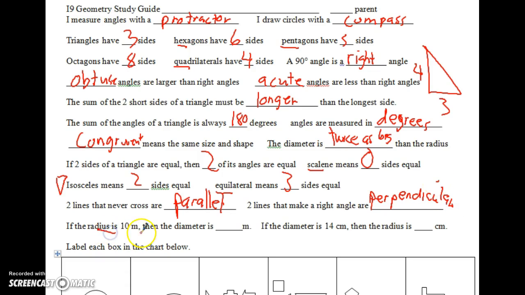Radius is 10. Diameter, remember radius goes halfway across the circle. Diameter goes all the way across, so that would make it 20. If the diameter is 14, then the radius is only going to be 7 because it's just going halfway.